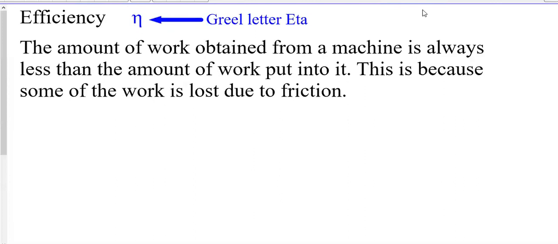The amount of work obtained from a machine is always less than the amount of work put into it. This is because some of the work is lost due to friction. Think of your car engine. As your car runs, your engine will get hot. Not all of that combustion is being converted into the motion of the piston. It gets absorbed into the engine itself. The engine gets hot.